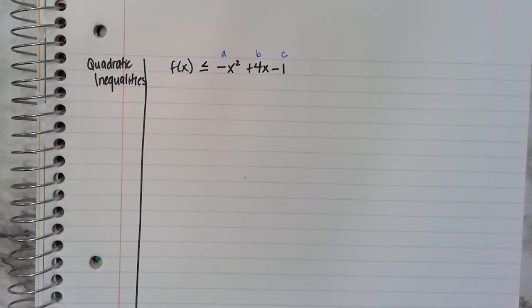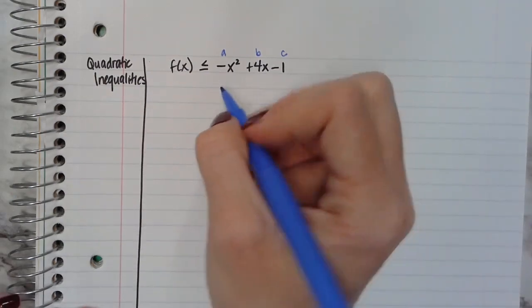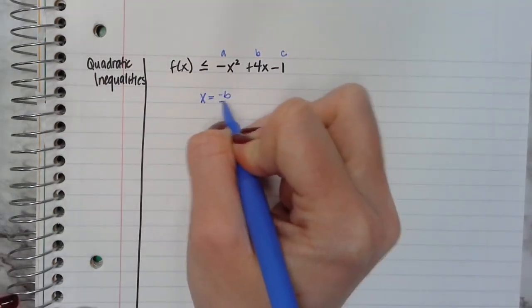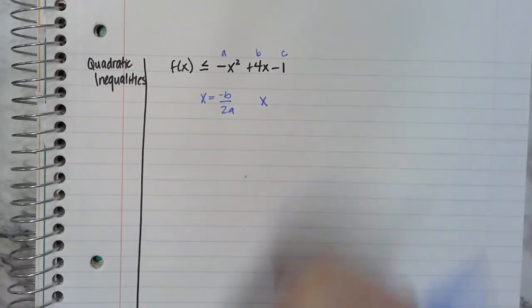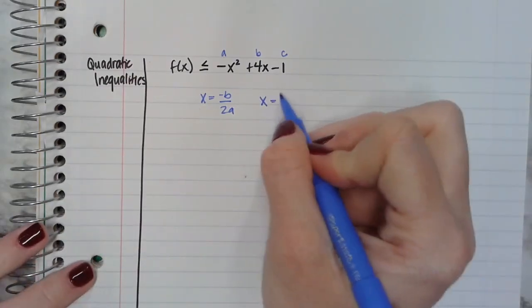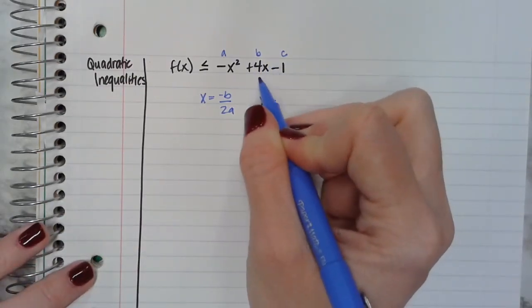Step 1, create your table of values. First, find the axis of symmetry and put that in your table. So x equals negative b over 2a. We're going to plug in negative b, which is, we do have a b term. Our b term is with x always.